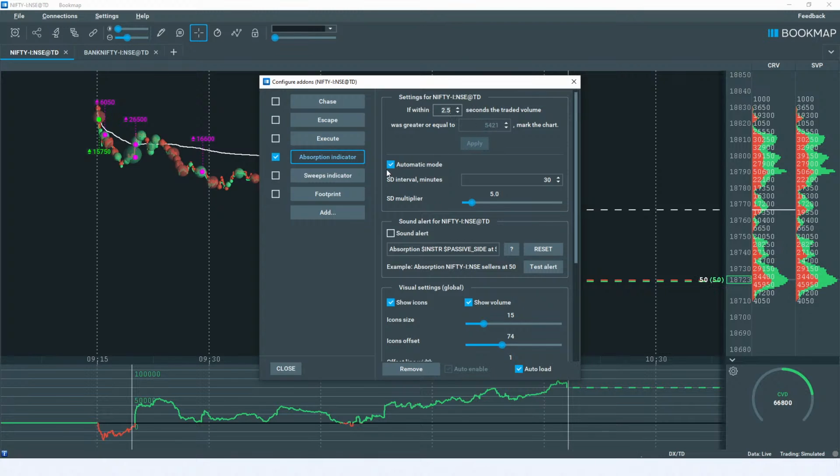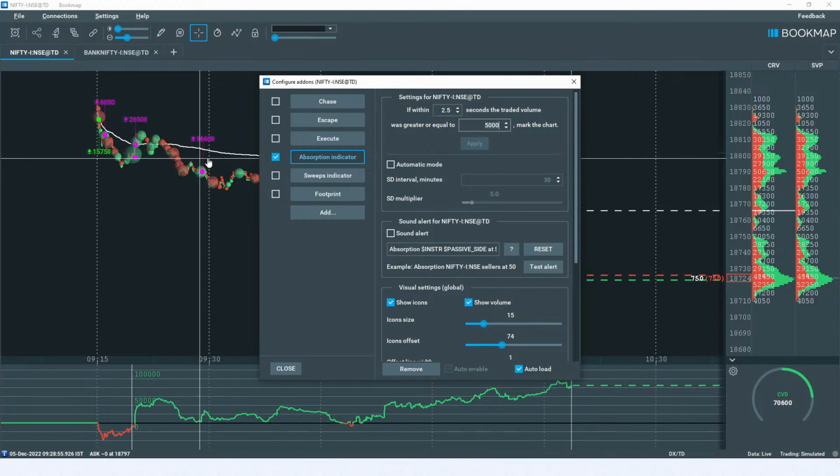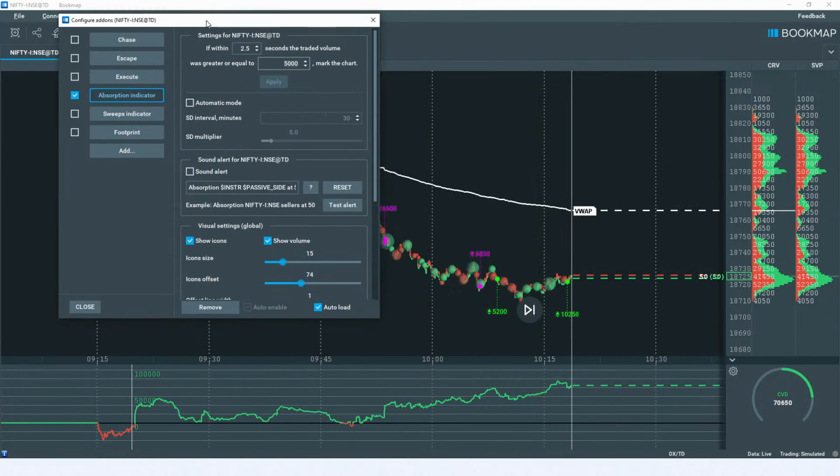There are two ways you can calculate the absorption. Basically, you can disable the automatic mode. Once you disable it, you can manually adjust the overall number here. For example, let's say the maximum number of orders allowed in one particular order for Nifty is 5,000. That's what I want to enter here. So whenever 5,000 order quantity is executed within 2.5 seconds, this particular condition will trigger, and the software will identify it as an absorption.